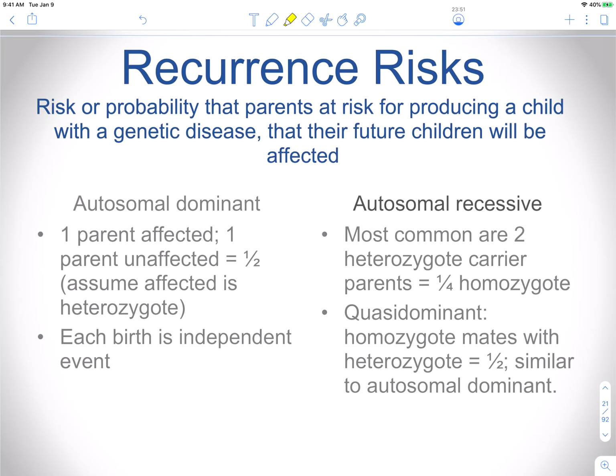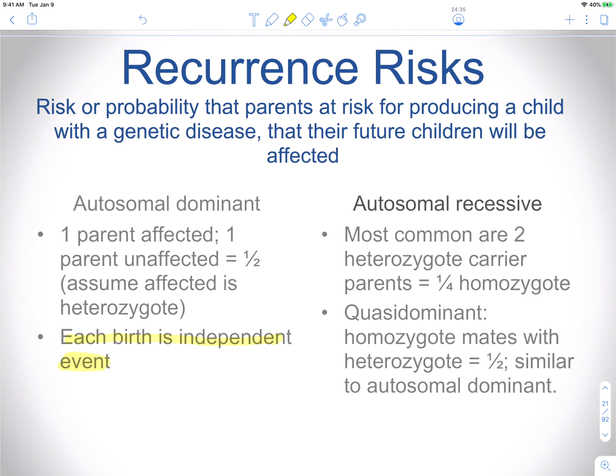Okay, so recurrence risk is the risk of producing a child and the risk that future children will be affected. For autosomal dominant, you typically have one parent who is affected and one parent who is unaffected. Because that one parent is affected, they will pass it down to half their offspring. The other unaffected parent doesn't influence this risk because they don't carry the disease, so it stays at one half. One thing to keep in mind is each birth is an independent event. So, for example, if they only had 2 children, both could be affected. If they had more children, it would balance out more to 50-50.